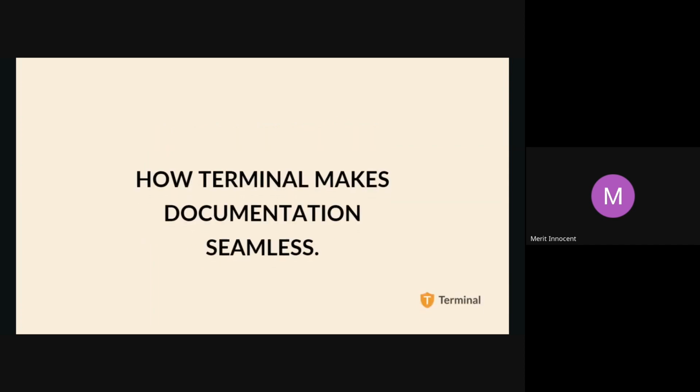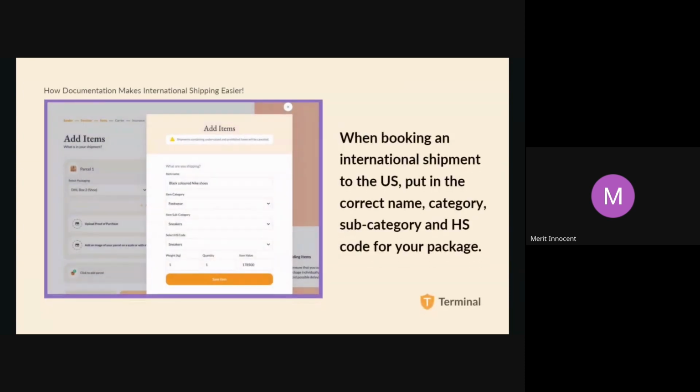Then how does Terminal make documentation seamless, right? The way Terminal makes this documentation process seamless is how you can get these documents easily on our platform. We don't tell you something and then you start wondering how you can get these documents. We have made everything very easy for our customers. So, mind you, this is required when booking international shipments, not local shipments. It's not when you're shipping from Abuja to Lagos that you're required to provide a textile addendum or a shoe form. It is needed for international shipments only, right?